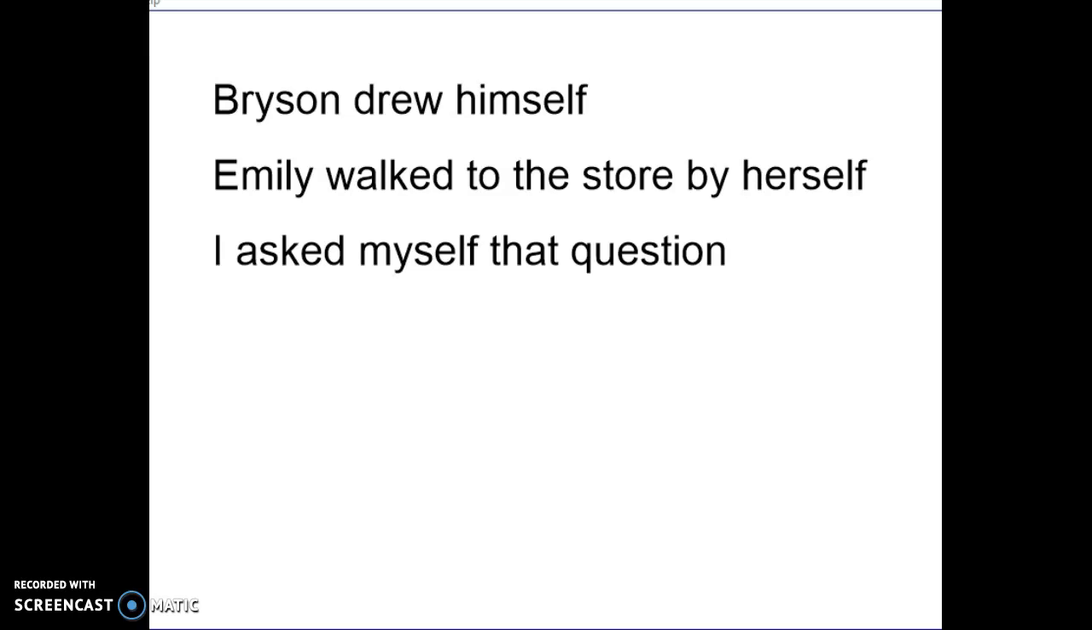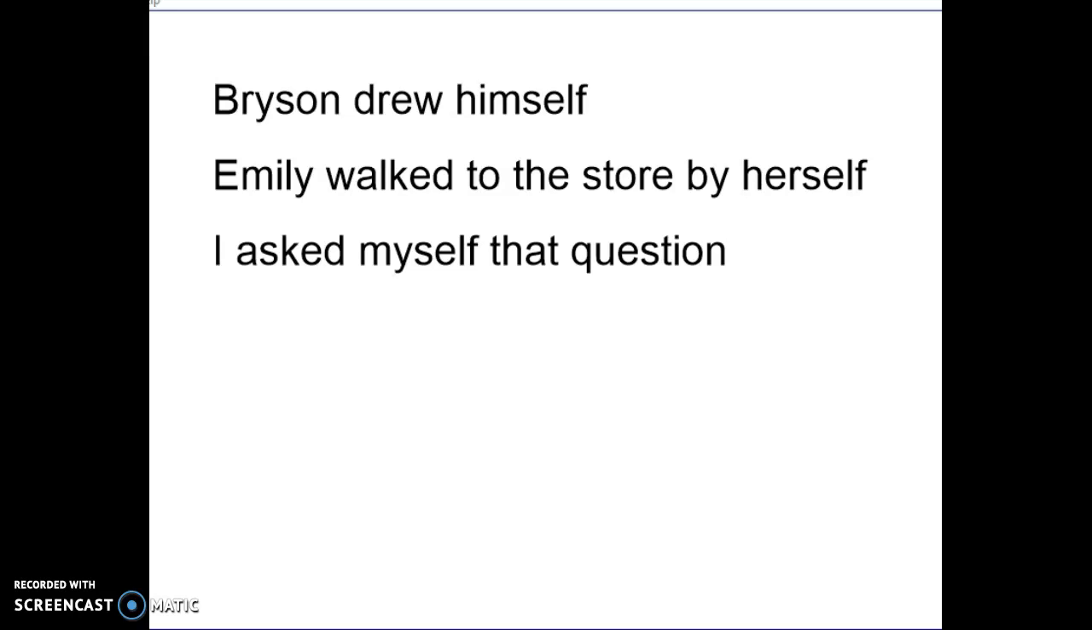Okay, then let's look at: Emily walked to the store by herself. Once again, herself renames Emily. It's in the sentence, so it can be used. And what job does it do in our sentence? Okay, so hopefully you said it was an object of a preposition. So you have Emily being the subject, walked being the verb, to the store is one prepositional phrase, by herself is the final prepositional phrase.